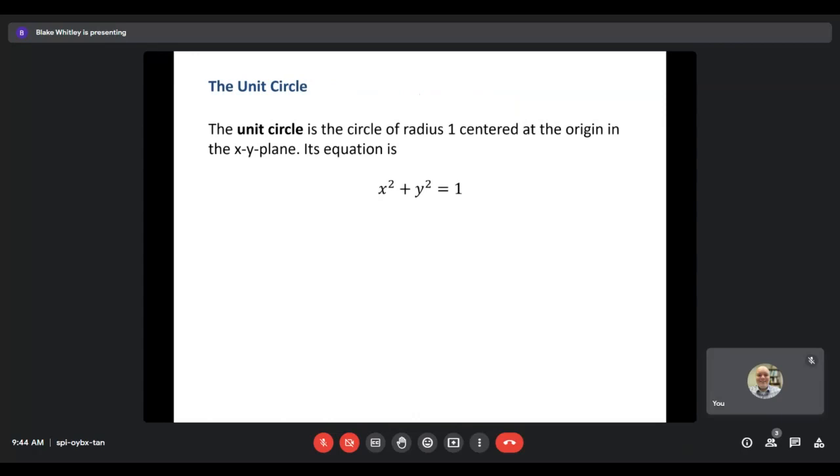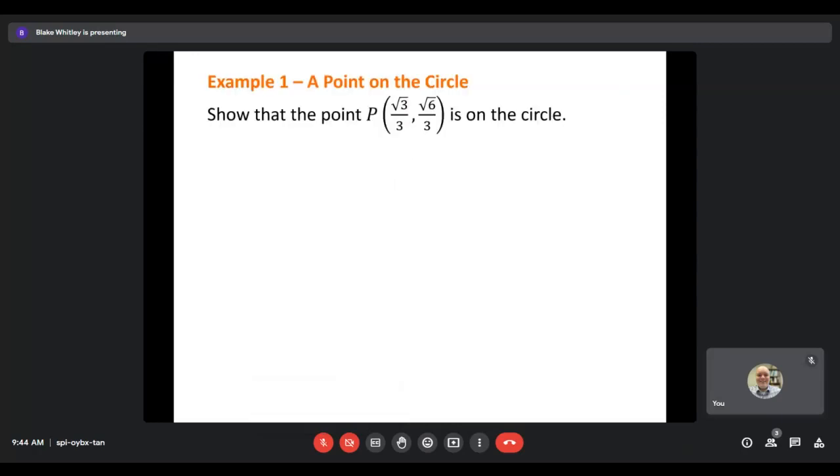All right, so first off, the unit circle. When we talk about a unit circle, we're talking about a circle that has a radius of 1. Notice the equation of that circle is going to be x squared plus y squared is equal to 1, because we have a center at the origin and we have a radius of 1.